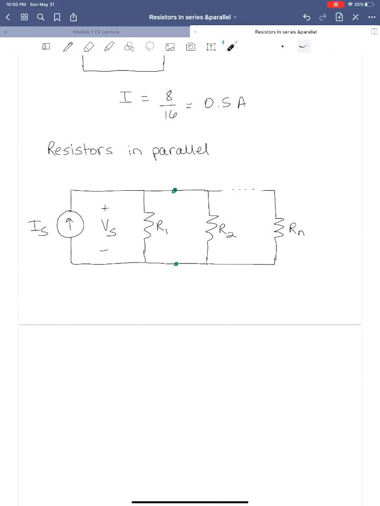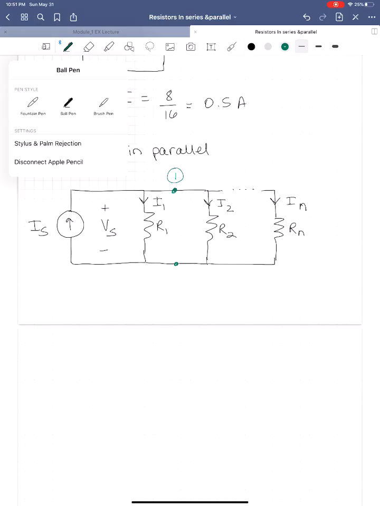I've labeled it such that the current source is delivering power. The current is flowing from minus to plus with respect to that voltage. It's the only source in the circuit, so it has to deliver power. That current will flow into the top node and divide, and we'll get I1 flowing into R1, I2 flowing into R2, and I sub N flowing into R sub N. I'm going to call this node 1 here at the top.